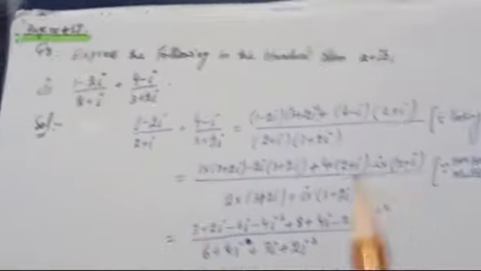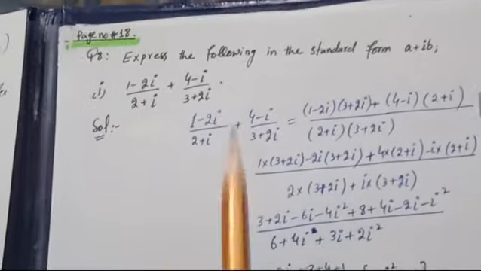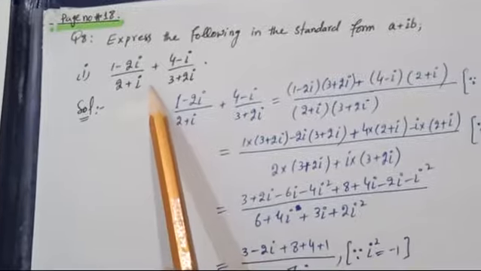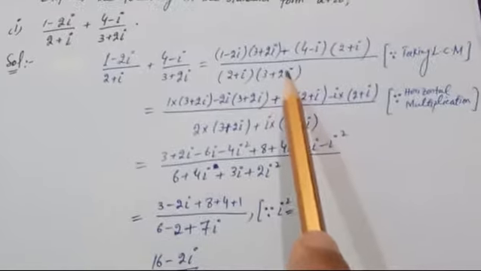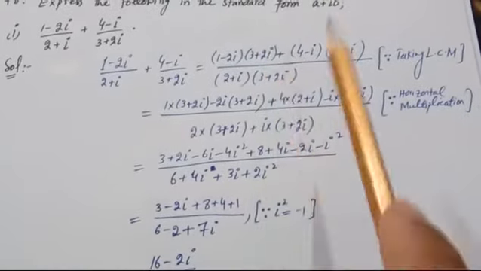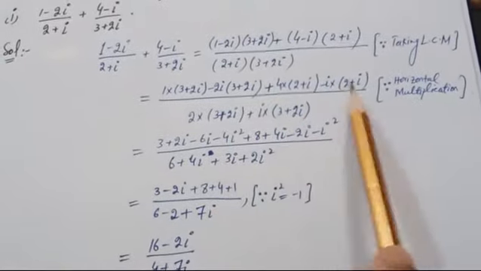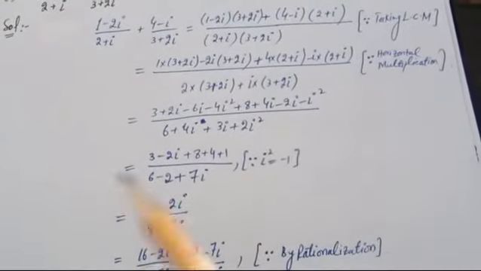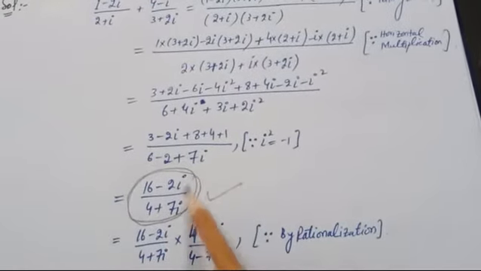Now question number 8 of exercise 1.1. Express the following in the standard form of a plus b iota. In that case, first of all you need to take the LCM, and then simplify. You see that I am taking the LCM. This is the simple LCM that you studied in the previous classes. Now multiply these two complex numbers. There is addition. Multiply these two complex numbers and also multiply these two complex numbers. So from the simplification you get this. From simplification you will get this. So actually this is the division of two complex numbers.